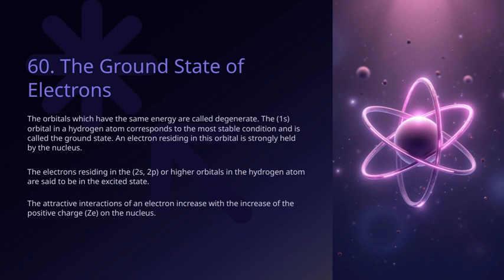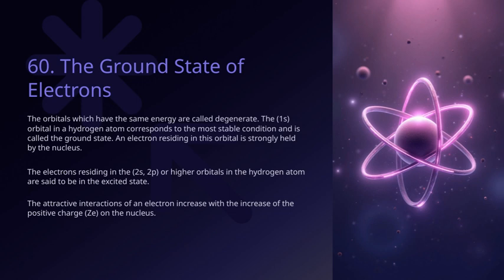Now, talking about energy levels, orbitals that have the same energy are called degenerate orbitals. In a hydrogen atom, the 1s orbital is the most stable, meaning it has the lowest energy. This is known as the ground state. An electron residing in this 1s orbital is strongly attracted and held tightly by the nucleus, which explains why this state is the most stable. So, understanding these concepts helps us grasp how electrons behave and how their energy states influence the stability and interactions within an atom.